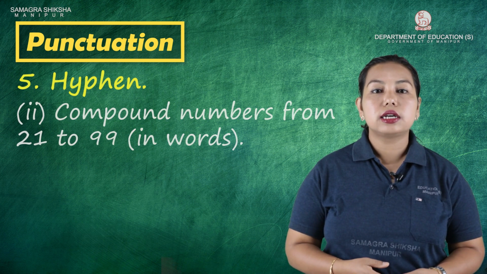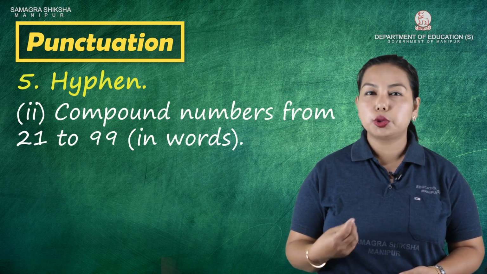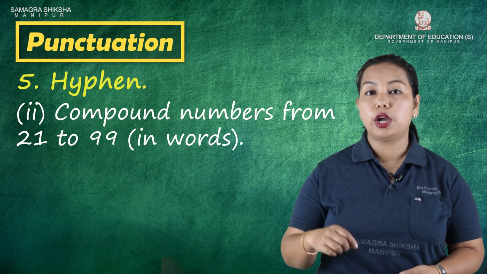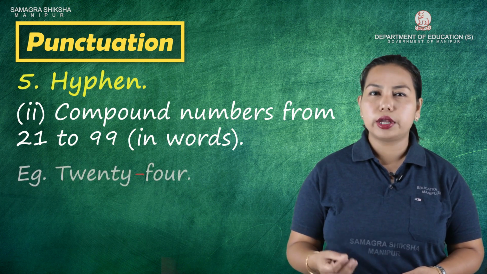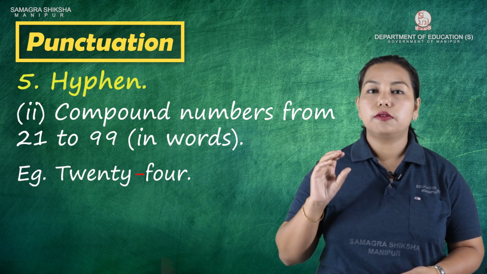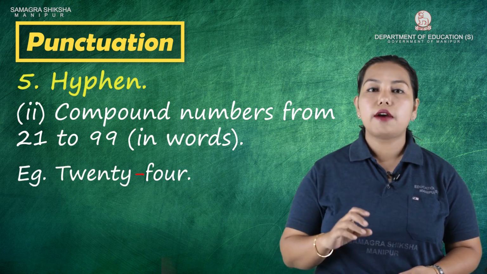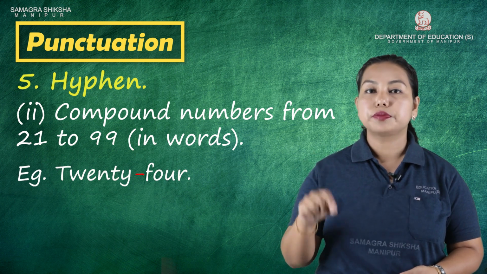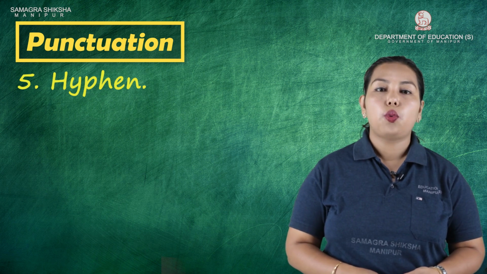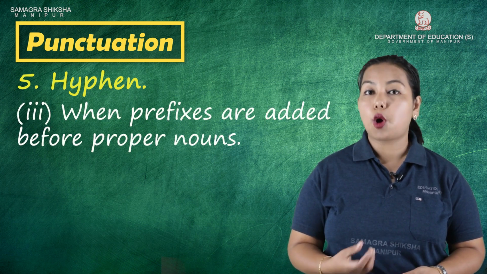Then while writing compound numbers, starting from 21 to 99, we have to put a hyphen in between if we are going to write them in words. Like for example, 24. If we have to write the figure 24 in words, we have to put a hyphen between 20 and 4. Then the next use of hyphen is when prefixes are added before proper nouns.